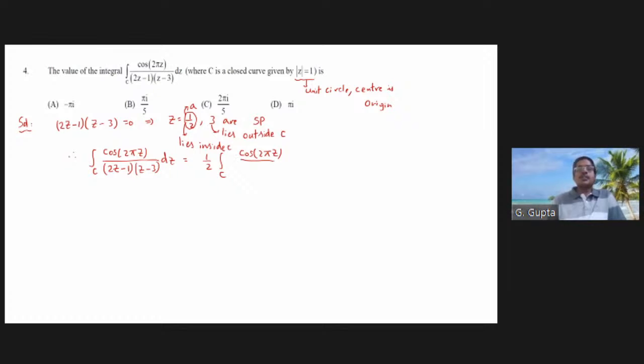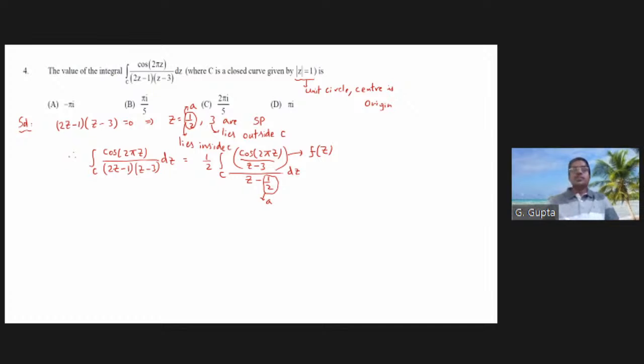The z minus 3 corresponding factor gives z equal to 3, a singular point which lies outside. So keep it in the numerator. This is your new numerator, whole divided by z minus half dz. Now this looks like the singular point half lies inside. This numerator, cos 2 pi z divided by z minus 3, is f of z.